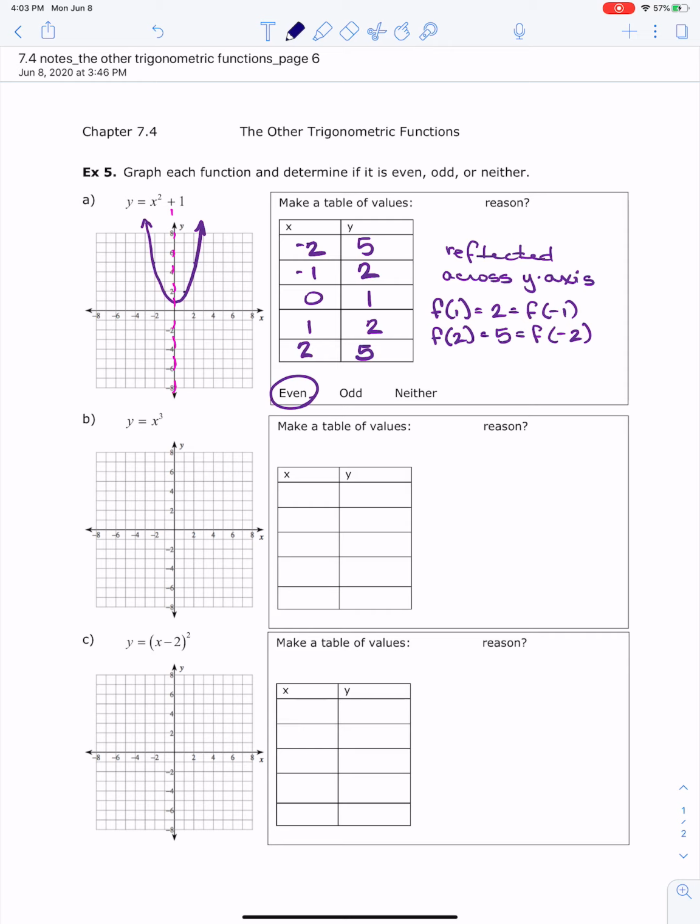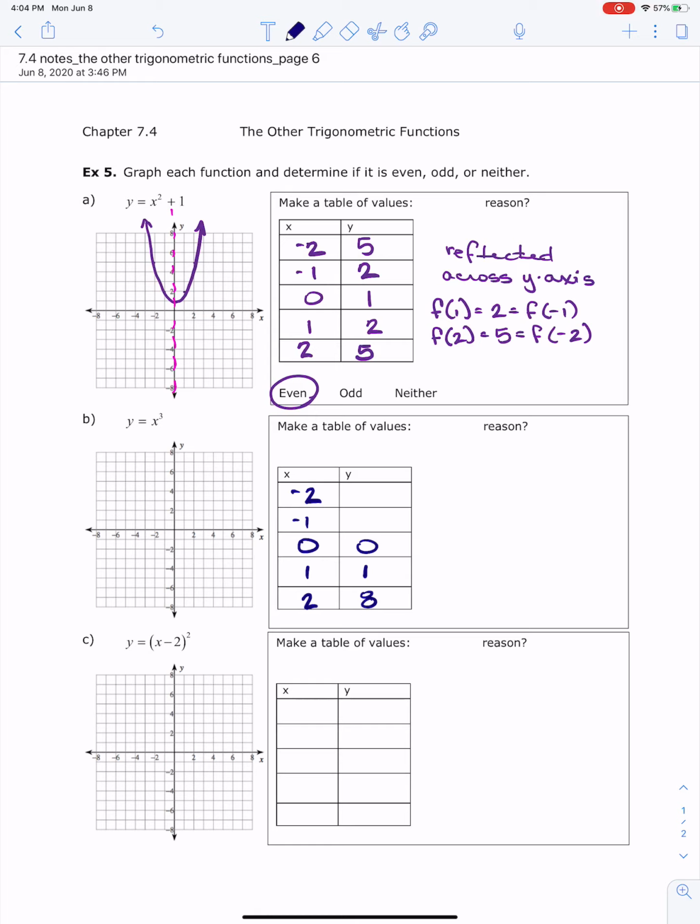Okay. y equals x to the third. This is the standard cubic function. So again, my anchor point here is going to be 0. If I plug in 0 for x, I get 0 for y. And then I'm just going to go 2 values on each side. So when I plug in positive 1, 1 to the third is 1. So when x is 1, y is 1. When I plug in positive 2, 2 times 2 is 4, times 2 more is 8. I get y equals 8.